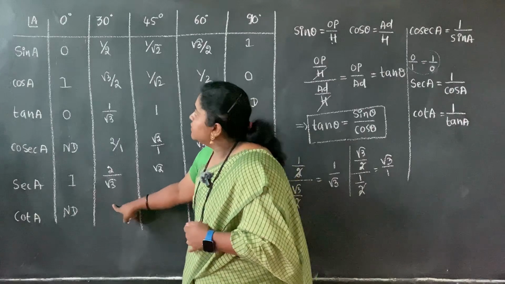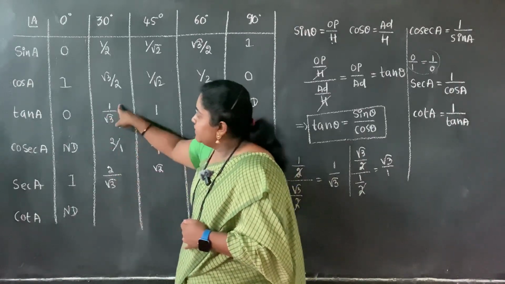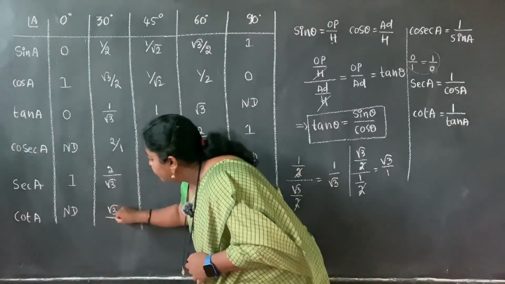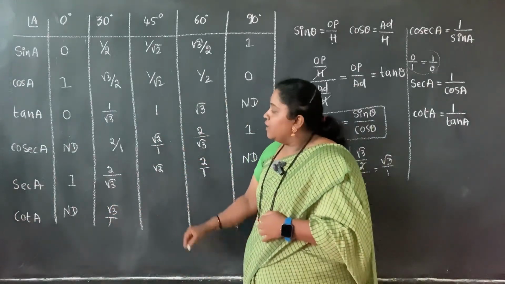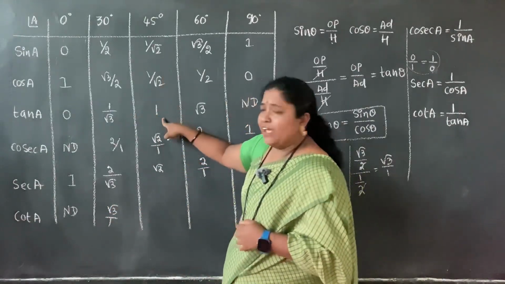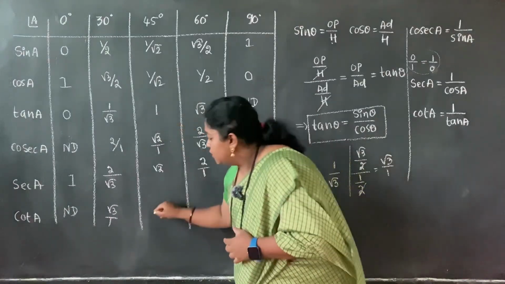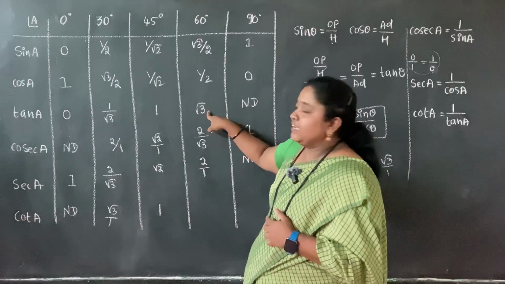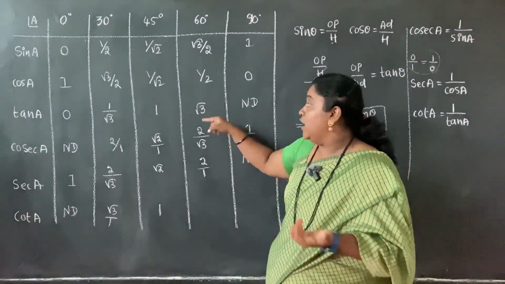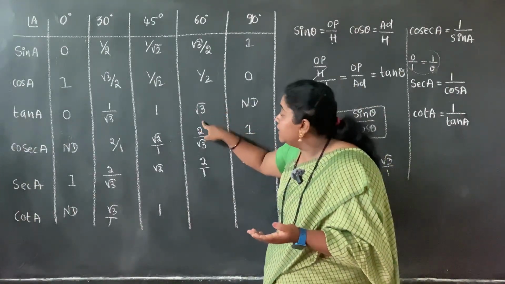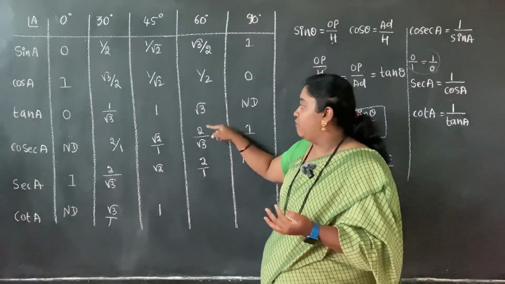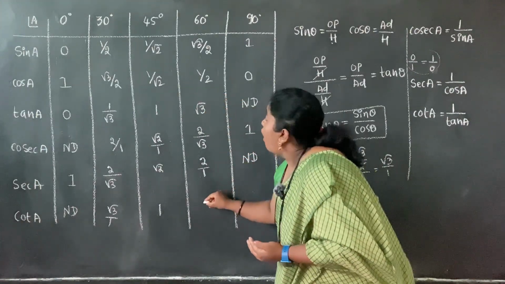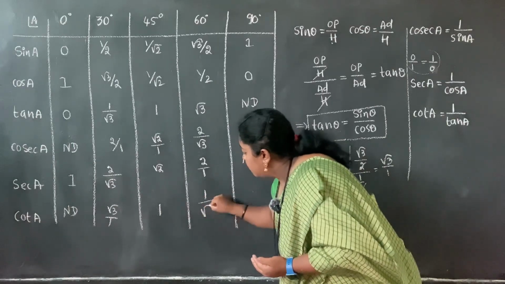Now, dears, 30 degree. Tan 30 is 1 by root 3. Then cot 30 will become root 3 divided by 1. Fine. See, tan 45 is 1. 1 by 1, 1 itself. So cot 45 is also 1. Tan 60 is root 3. I have to reciprocal it. Root 3 means by default in the denominator I have 1. Root 3 by 1. So if I reciprocal it, it will become 1 by root 3. So cot 60 will become 1 by root 3.